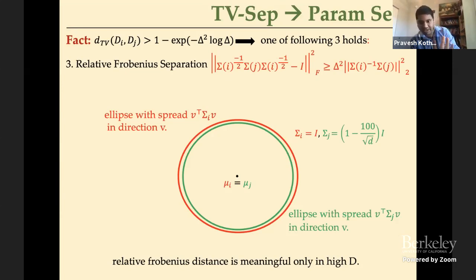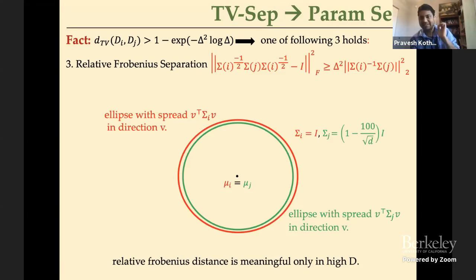Imagine that you have a red Gaussian and a green Gaussian, but this time they're in high dimension. So I'm only drawing a projection in 2D now. And they basically have variances that differ slightly, let's say in every direction. But in any given direction, their variances are arbitrarily close. In fact, as you push d to infinity, the two Gaussians have essentially the same variance in every single direction.